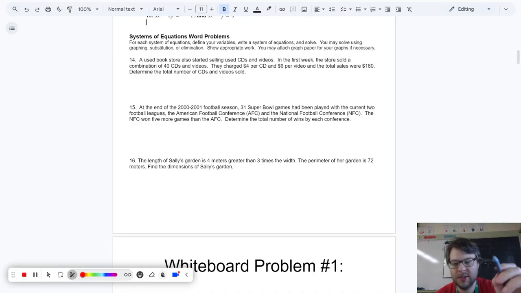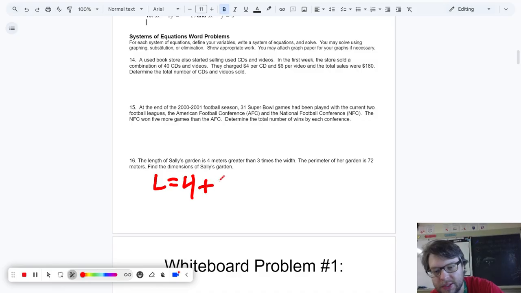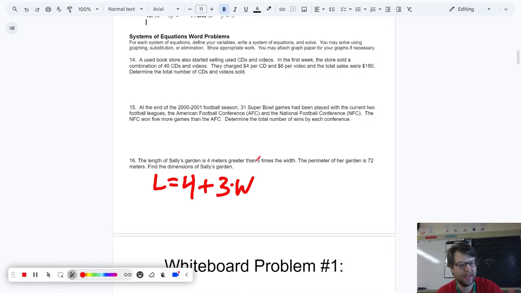So we don't know the dimensions, so we don't know the length and the width. I'll just go ahead and use L and W on this problem. You could use X and Y if you want to. Let me take this first sentence. The length of Sally's garden is, so "is" usually translates to equals when you're writing a word problem. 4 meters greater than plus 3 times the width. I just read one word at a time. The "is" translates to equals.